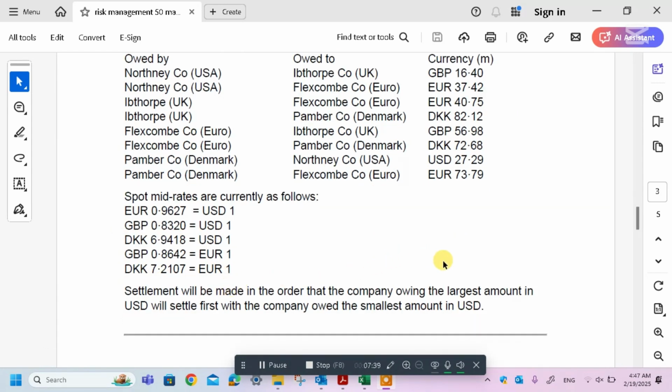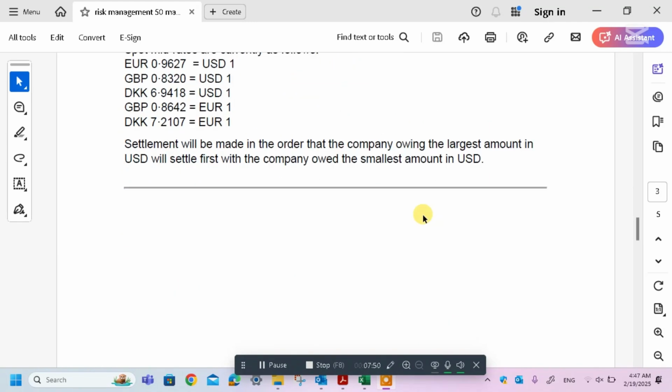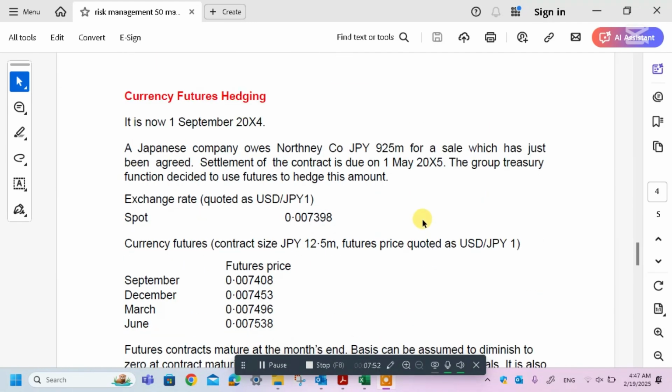Settlement will be made in the order that the company owing the largest amount in USD will settle first, with the company owed the smallest amount in USD. That should be simple. We will see when we start the calculations. Third exhibit.